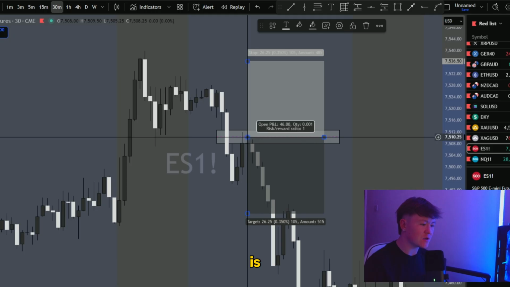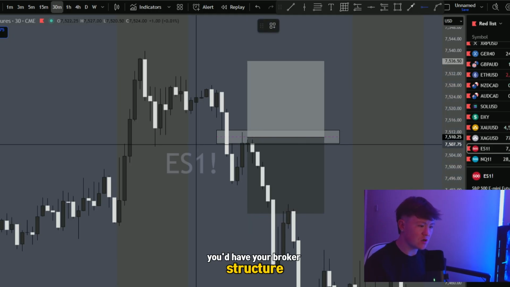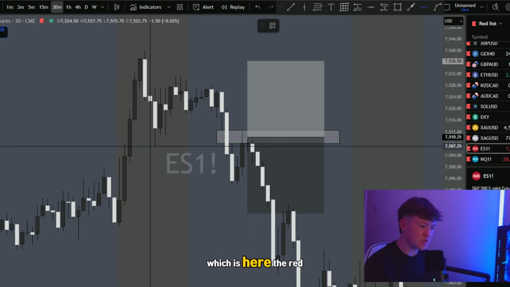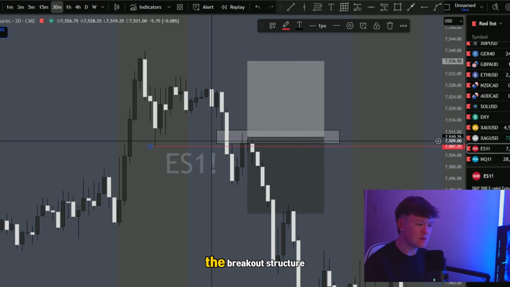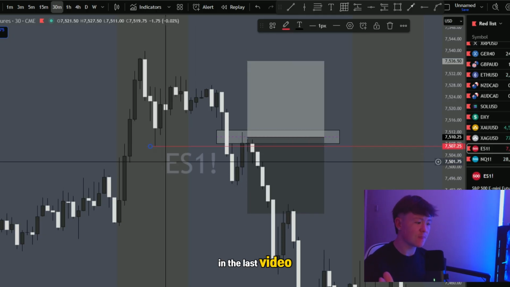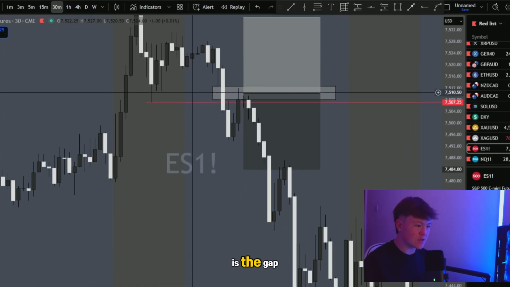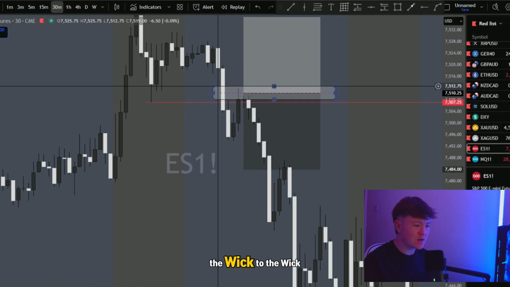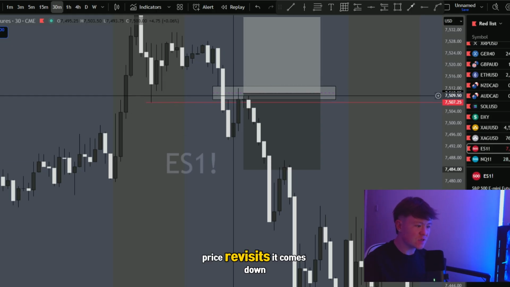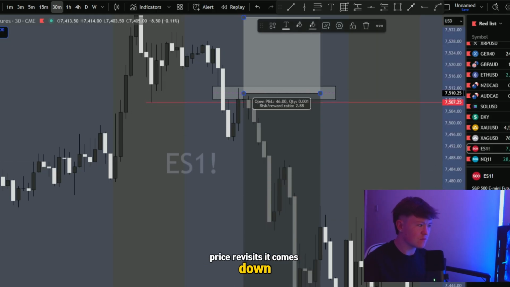So how it would work is you'd have your broken structure, which is here, the red line, which is what we did in the last video. And now we're doing the gap, the fair value gap. Here is the gap. You mark it out from the wick to the wick. Price revisits it, comes down, right?